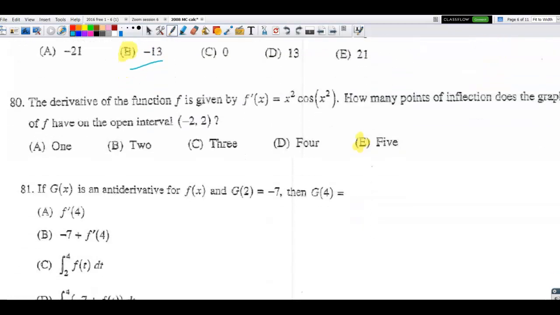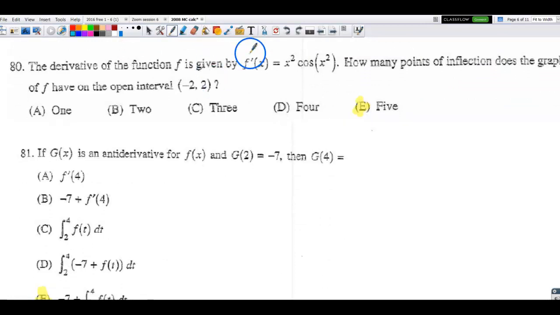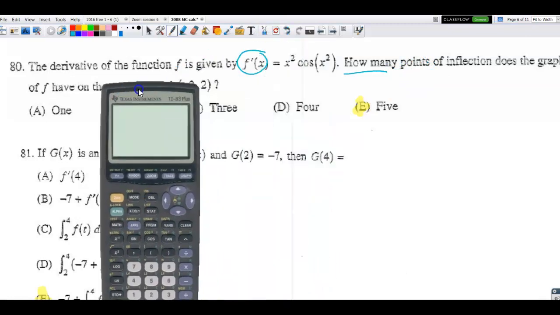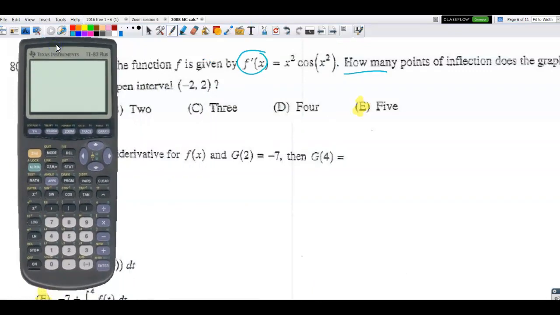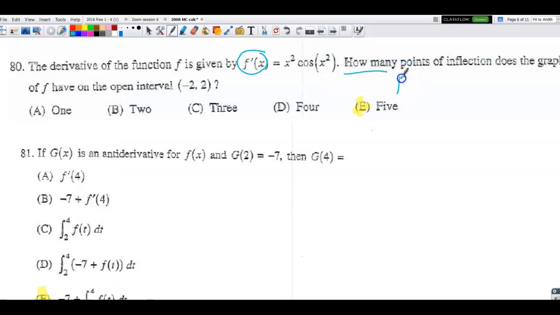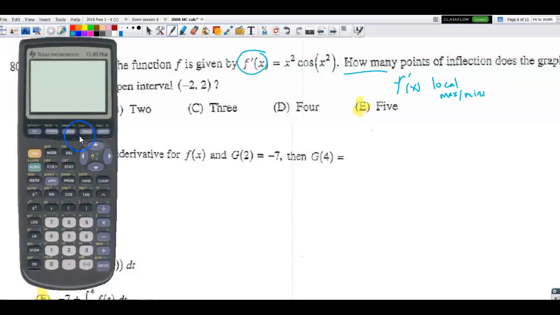Number 80. The derivative of the function f is given. So again, we are given the derivative function. All we have to do is count points of inflection. How many do we have? So I have two choices here. I can use the first derivative function to get this information, or the second derivative function to get points of inflection. If I'm going to use the first derivative, which I am, I'm looking for f prime of x. I'm counting the local max and mins to determine the points of inflection on f original. I could make the calculator come up with the second derivative graph for me, but I'm not going to.